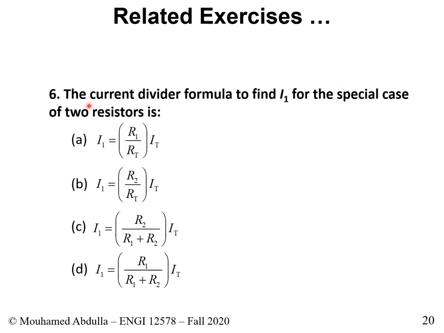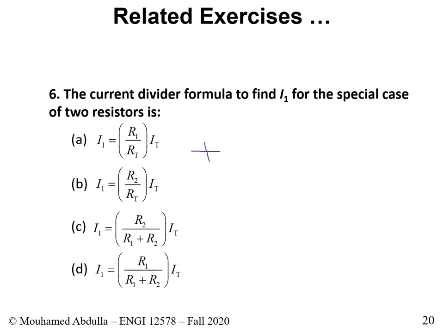Okay, so we are now at question six. The question tells us the following. The current divider formula to find I1 for the special case of two resistors is which one? So maybe we could explain this by showing the circuit. The circuit in this situation would be as follows.